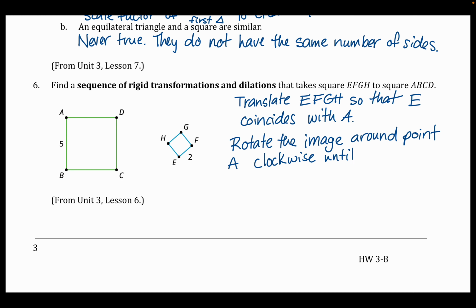So until, now I'm just going to use the second letters here, which are F and B. So we're going to say until F coincides. Actually, I should be saying F prime coincides with B, because technically the image is now E prime, F prime, G prime, H prime. Our last step is going to be dilate. So dilate. Now this will be E, F, G, H.